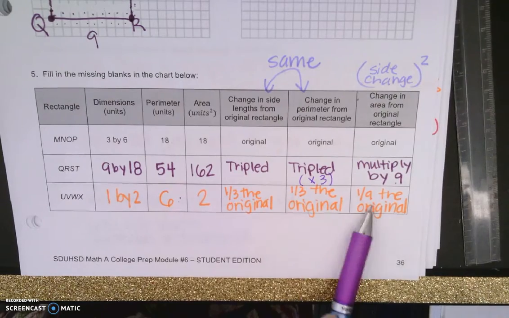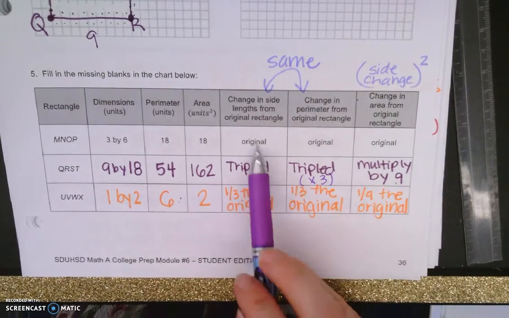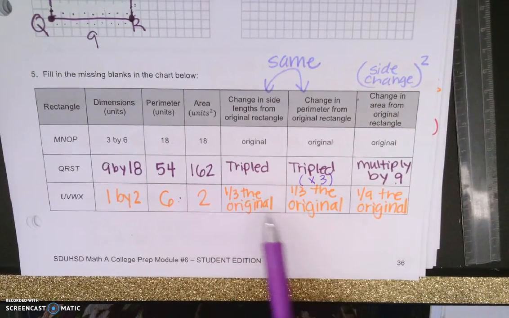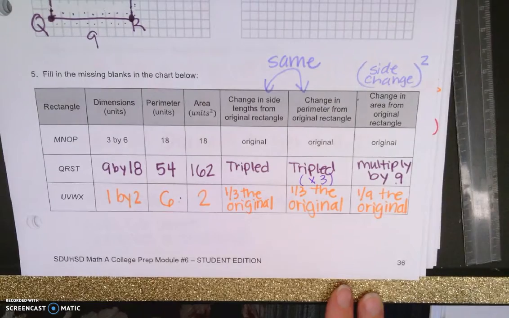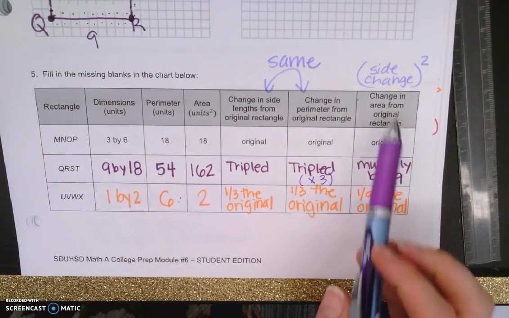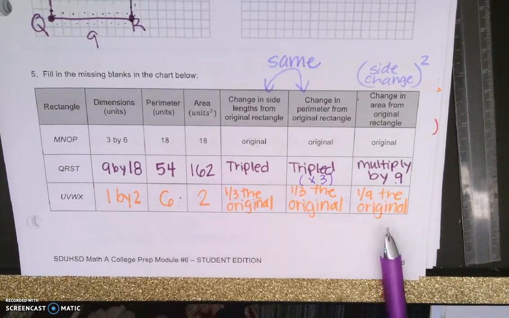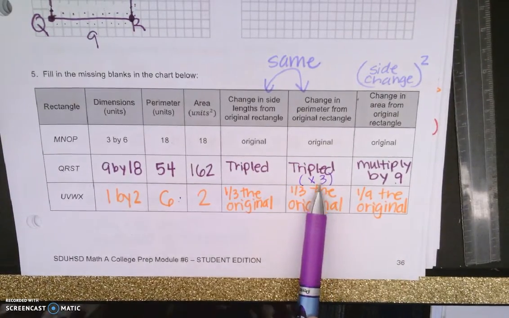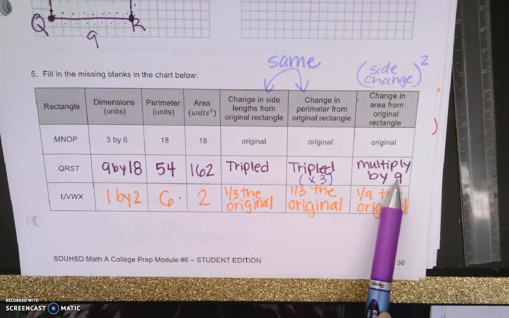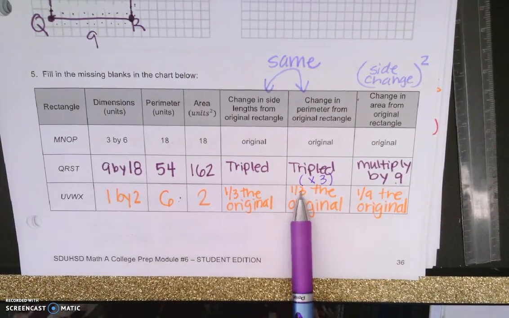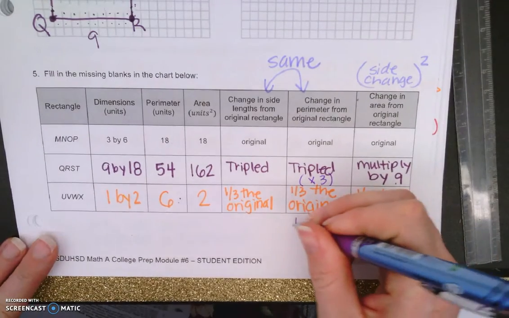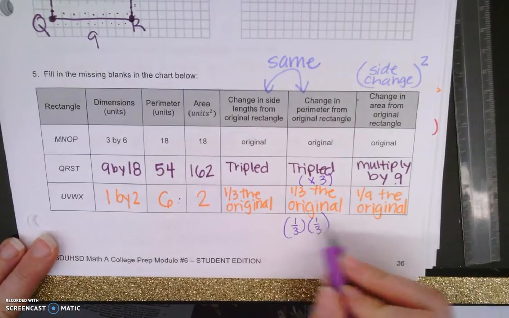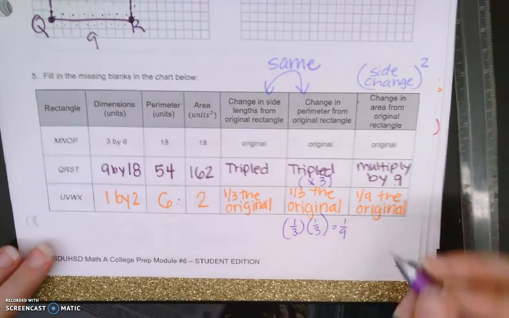How do we go from 1/3 to 1/9? Notice these are always the same. However you're changing the side length, the perimeter changes the same way because they're both one dimension. Here, though, we're squaring the side change. If we're tripling, squaring means multiplying that number by itself. So 3 times 3 is 9. And 1/3 times 1/3 is 1/9. And I'll show you that. 1/3 times 1/3. Remember, we multiply across with fractions and get 1/9.